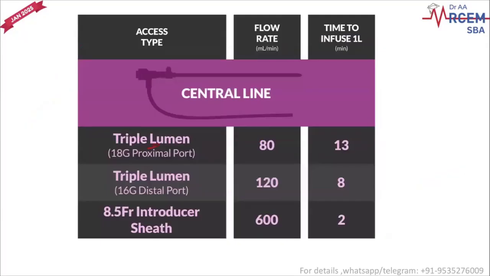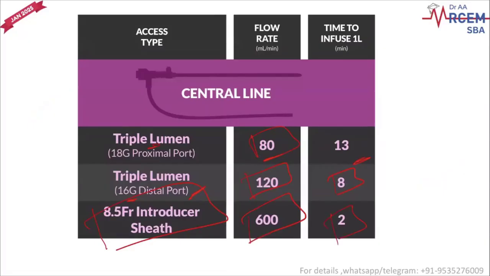Similarly, with a triple lumen, depending on the size, usually it takes 13 minutes to infuse 1 liter, that is 80 ml per minute. A 16 gauge triple lumen, 120 over 8 minutes. If it is a sheath, used to introduce a sheath, 600 ml per minute. So within 2 minutes, you can give 1 liter.